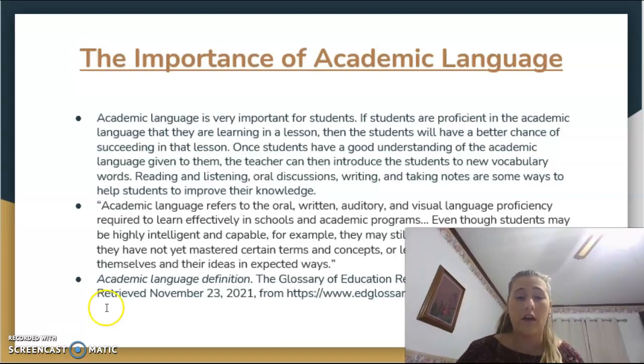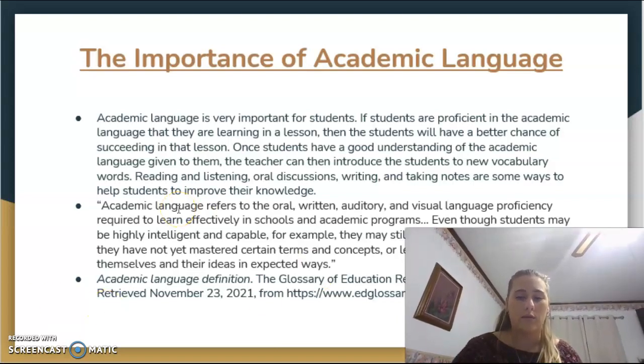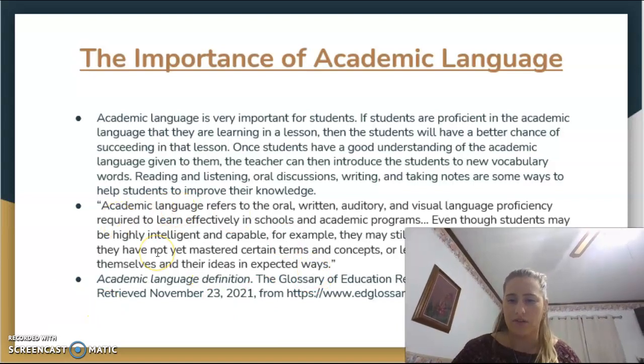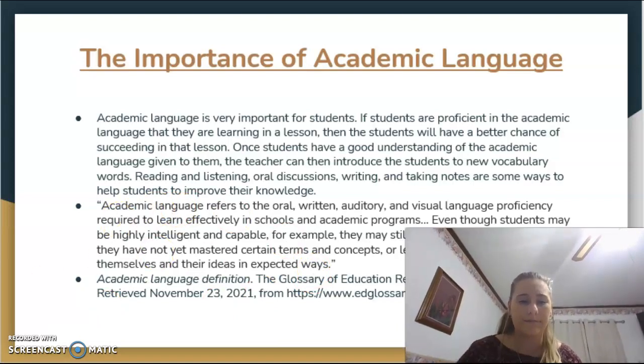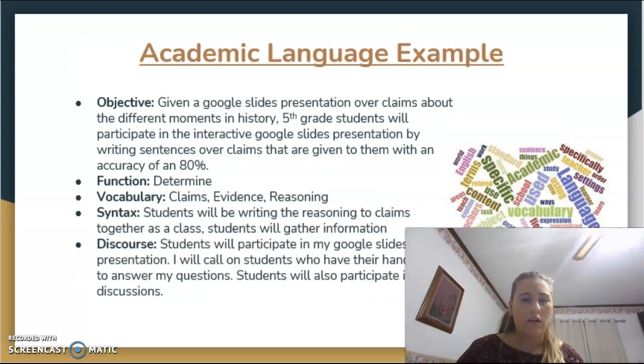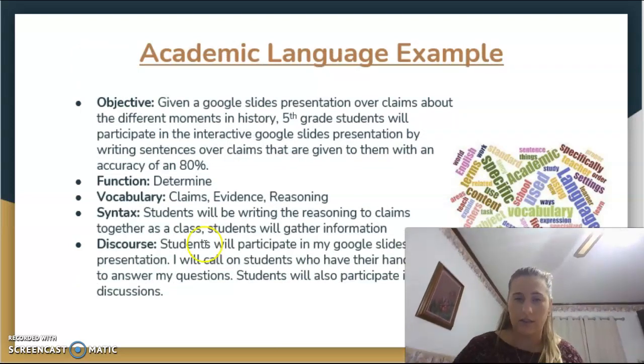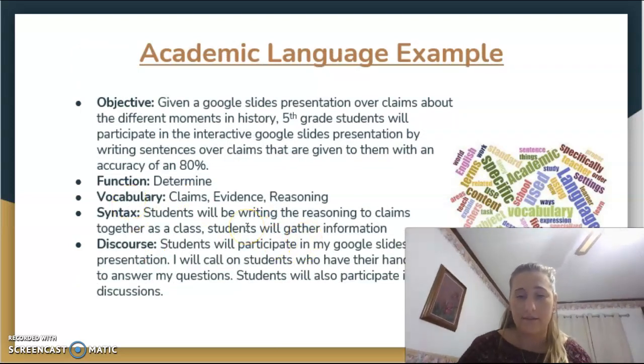And below that is my research theory to help back up my statement. And this is an academic language example from one of my past lessons.